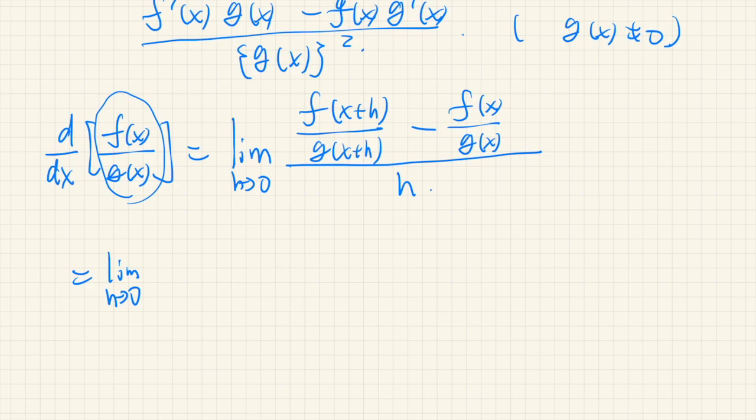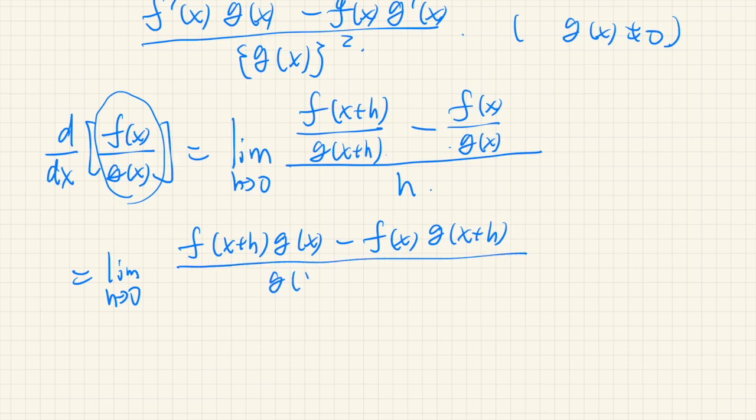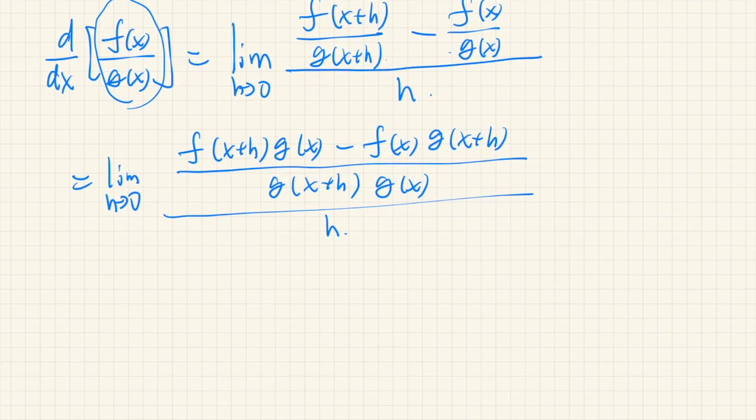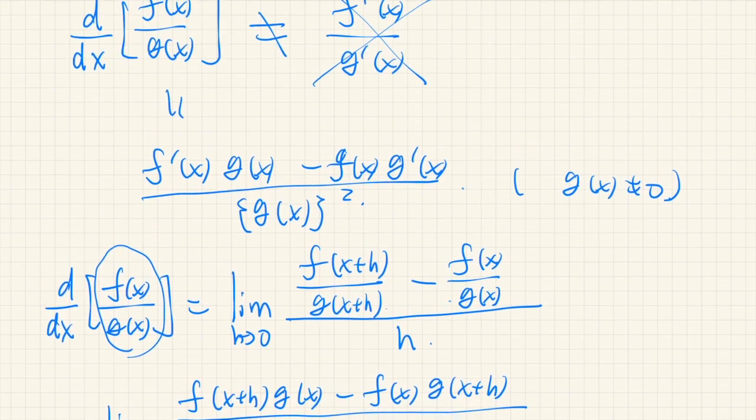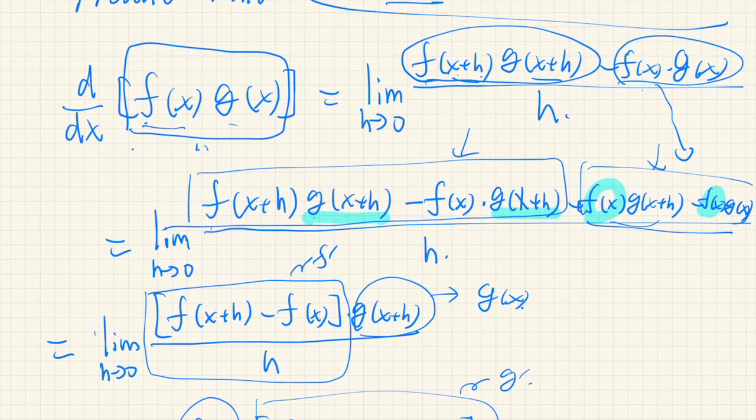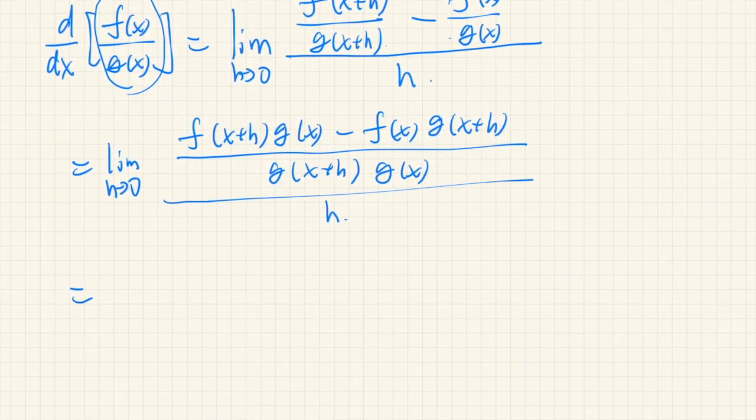So this becomes, let's see, let's make the common denominator. So that would be f of x plus h times g of x minus f of x times g of x plus h, divided by g of x plus h times g of x, and divided by h. Okay, now let's see. This is very similar to the previous example, right? So we can use a similar technique.